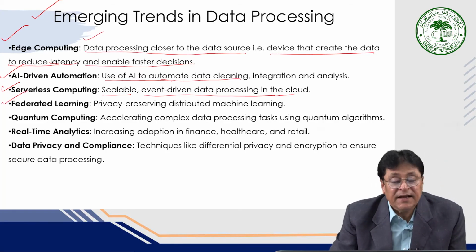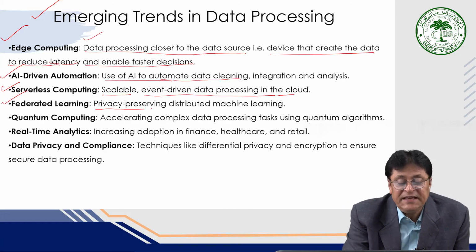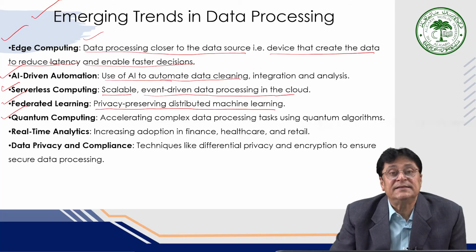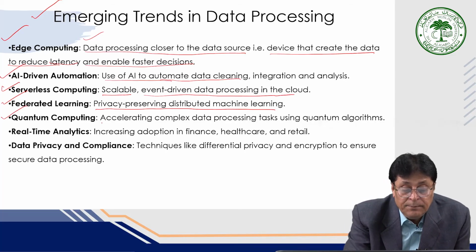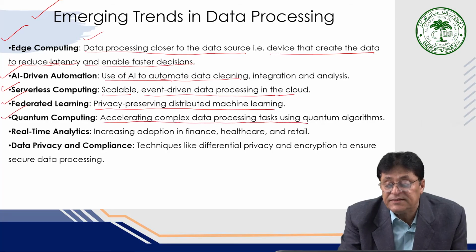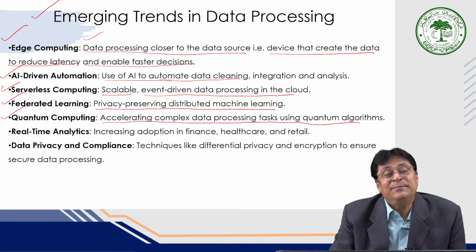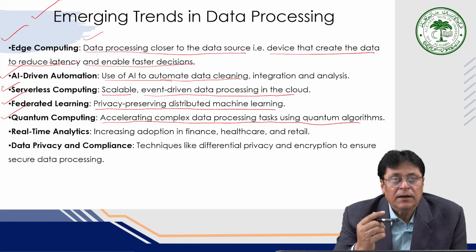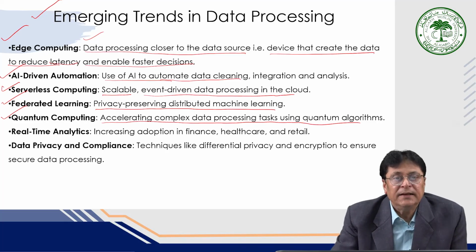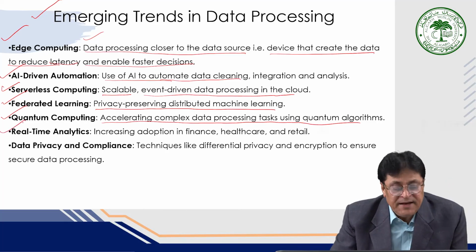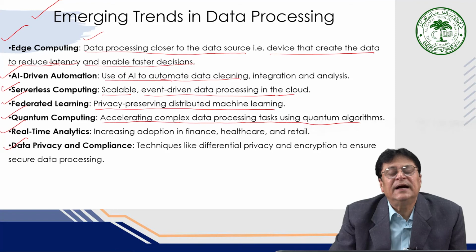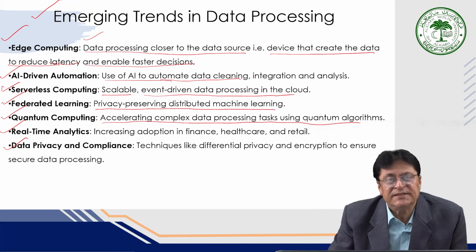Federated learning is another emerging trend in data processing. It is privacy-preserving distributed machine learning. Quantum computing is another most happening thing. It is accelerating complex data processing tasks using quantum algorithms, right? So try to have an understanding about quantum computing, real-time analytics, data privacy and compliance. These are the emerging trends in data processing.